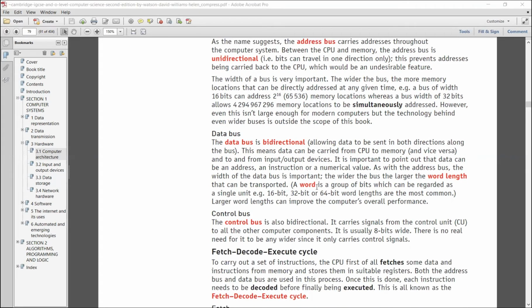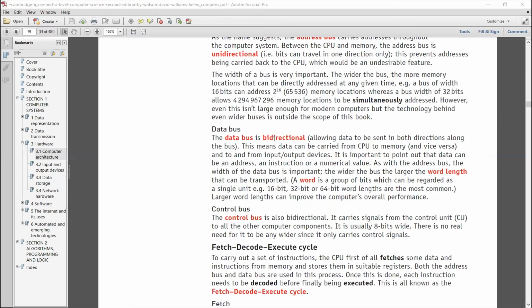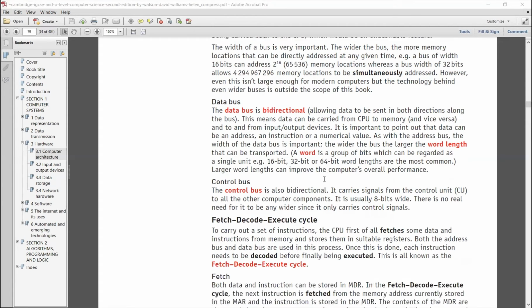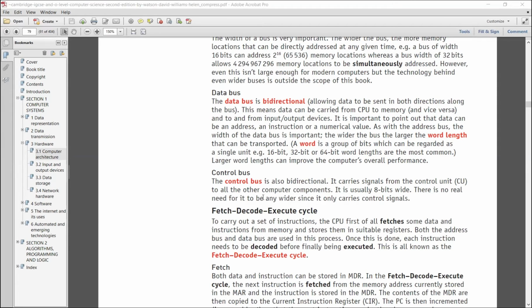The second one is my data bus. As the name implies, the data bus is there to carry the data. It is bidirectional. It allows the data to move between the CPU and the memory, and vice versa. It can also take the data from the memory to the CPU, and to and from the input and output devices. Another important thing is the control bus, which is bidirectional.